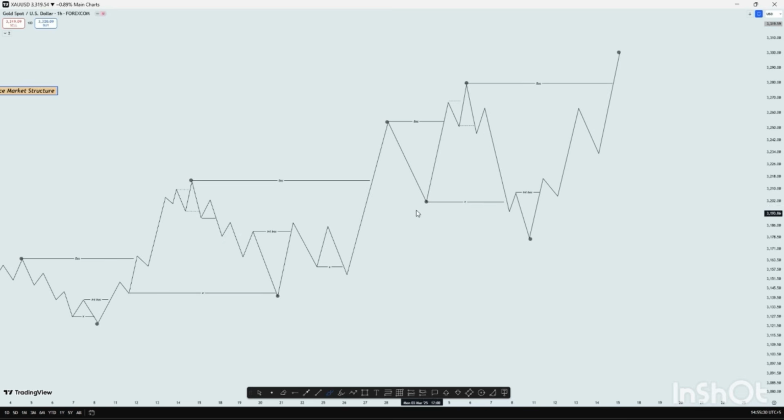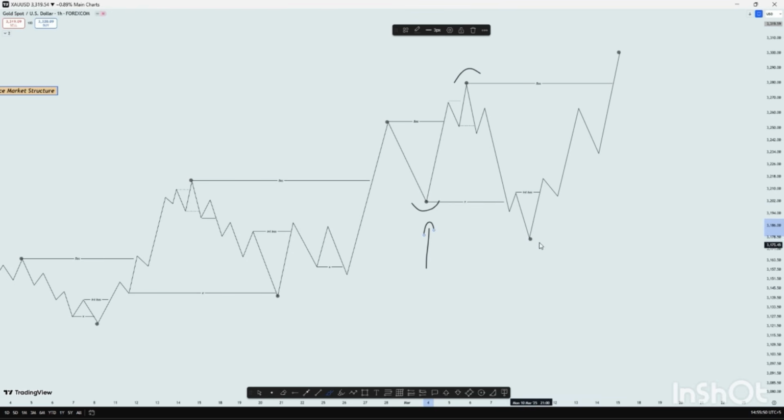Now, one thing that we see in very rare cases is that our swing structure is also sometimes swept and then reversed. Suppose in this case we had this swing low, this one, and this was a strong low. Now market sweeps it, and after sweeping it will immediately reverse.